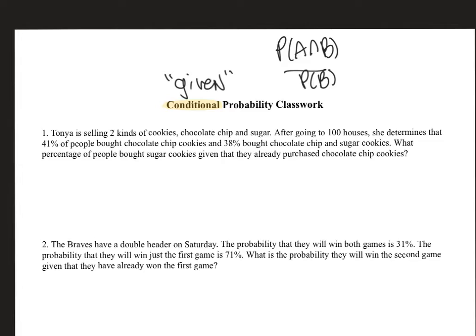So looking at number one, Tanya is selling 2 kinds of cookies, chocolate chip and sugar. After going to 100 houses, she determines that 41% of people bought chocolate chip cookies and 38% of people bought chocolate chip and sugar cookies. What percentage of people bought sugar cookies given that they already purchased chocolate chip?